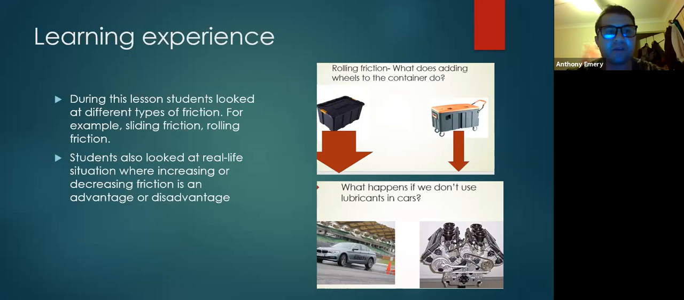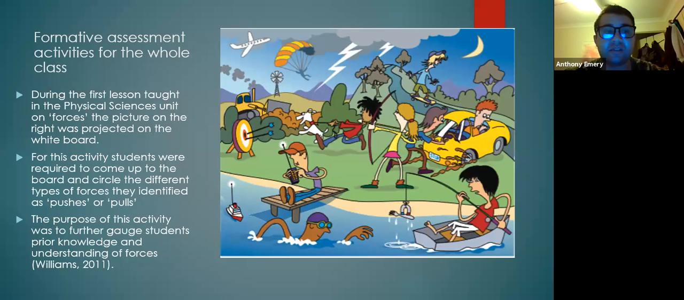Formative quizzes that I used during this unit to start off with the class, along with the formative question, the quiz with the missing words. I also asked the class, each individual student was asked to come up and circle where they could see pushes and pulls. In this picture here, this was visual stimuli that was projected on the whiteboard, and they were asked to circle where they could identify pushes or pulls.